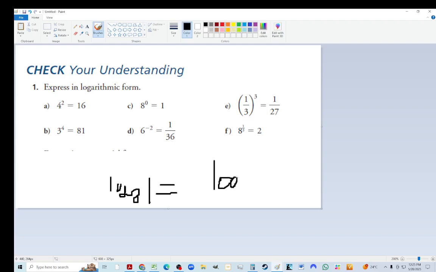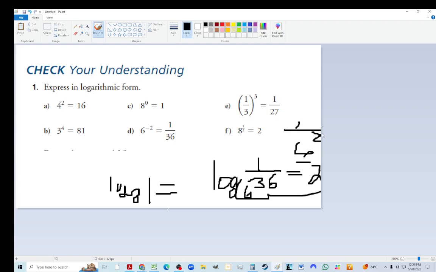The base is 6. The result is 1/36. And therefore, the exponent that I'd have to put over 6 to get that is negative 2. So 6 to the power of negative 2 is the same as 1 over 6 squared, which is the same as 1 over 36. So the answer to this is negative 2. So no matter what, there's the base.